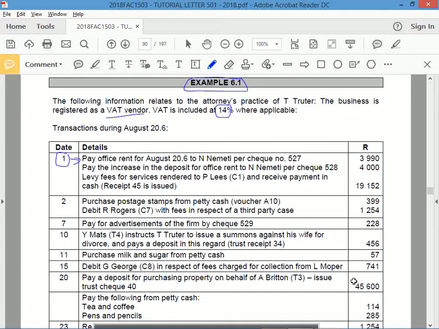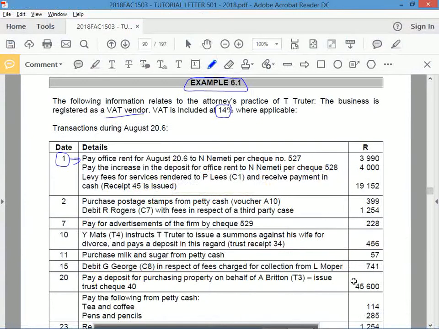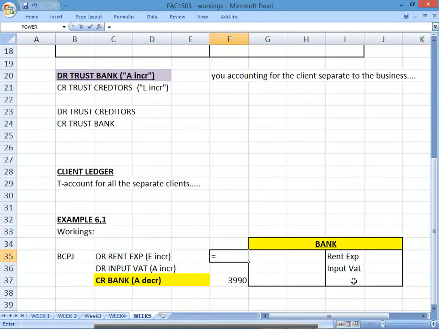Okay, I'll revise the workings as well. So 3990 is the total that you pay. Okay, remember, when you pay your landlord, in this case, N, when you paid Namiti, Namiti is going to obviously charge you 14% VAT or 15%, either or. It doesn't matter what the rate is. Okay, you times it by 100, you divide it by 114 or 115, depending on what the applicable rate is. Okay, you get that. Once you've got that, you can subtract to get the difference. Okay, what did I use? Oh, I used 115. Sorry, 114. There we go.